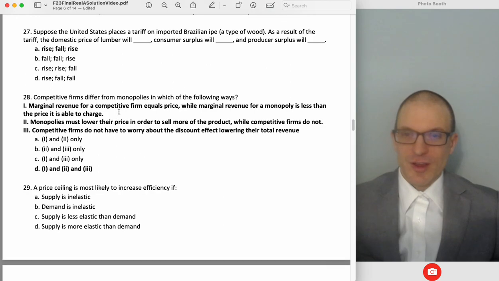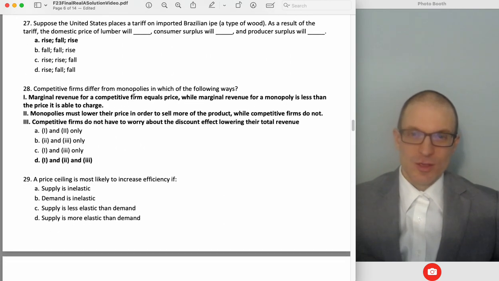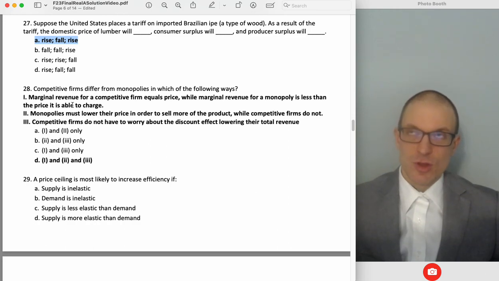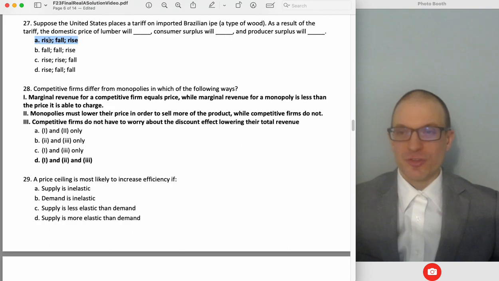Suppose the U.S. places a tariff on imported wood. As a result of the tariff, the domestic price will rise, consumer surplus will fall, and producer surplus will rise. So that we have an import situation. The tariff moves us closer to the unconstrained equilibrium, or the no trade, the domestic equilibrium where there's no trade at all. The tariff moves us in that direction, so the price rises. It comes at the expense of consumer surplus. We gain producer surplus for the domestic industry.